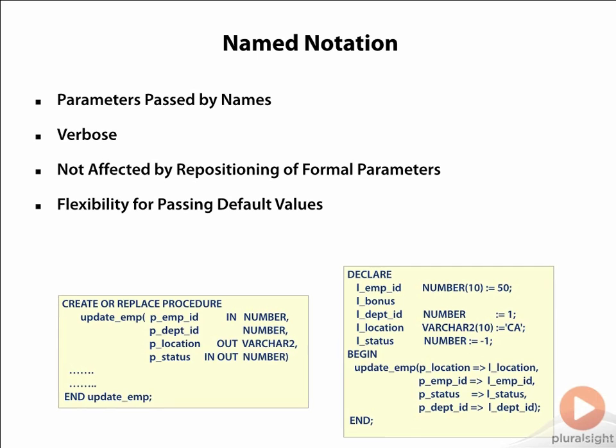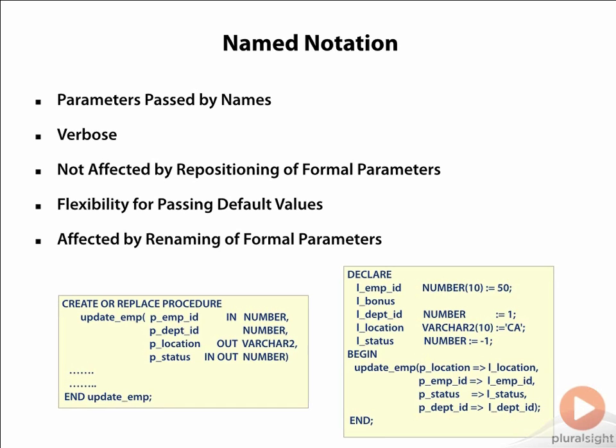Also, if you add more parameters to your procedure or your function later, and as long as they have default values, you need not change your client code. These new default value parameters can have any position in the list. We will talk about default values shortly.